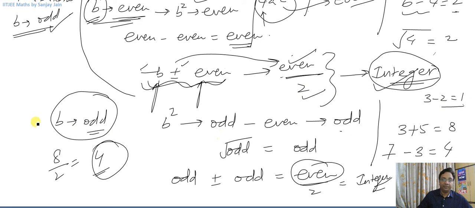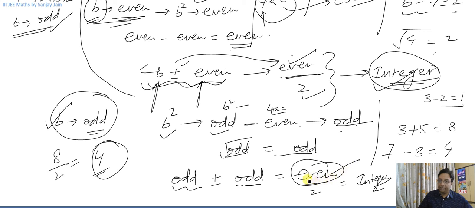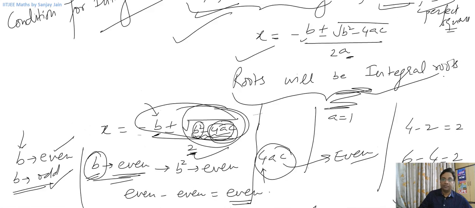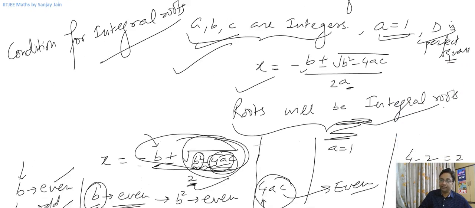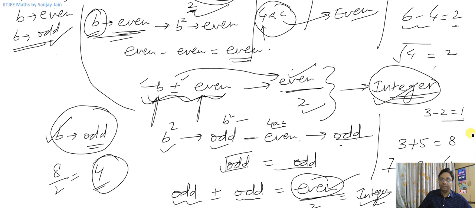In the second case, when b is odd, I've shown you that b square will also be odd, right? And odd minus an even number, which is 4ac, right? B square minus 4ac, odd minus even will also be odd, and the square root of odd will again be odd. And now you can say that odd plus or minus odd will give you even, which is perfectly divisible by 2, hence the answer will be integral. So this you can memorize as the condition for integral roots. I hope this much you have understood.